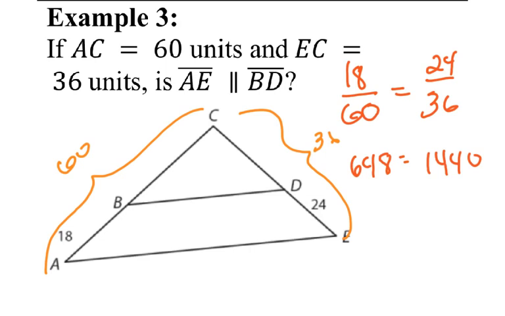Okay, so when I set up my cross products, 18 times 36 is 648, but 60 times 24 is 1,440. So they're obviously not the same, which means that these are not parallel.